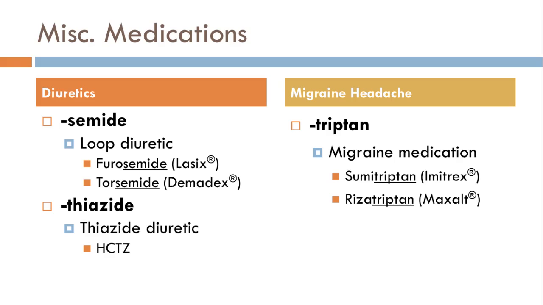HCTZ. Over to the right side, I have migraine headaches. Your triptans is what you'll sometimes hear them called, your triptan medications. They're great for migraines. I have Imitrex, whose generic name is sumatriptan, and Maxalt, whose generic name is rizatriptan. These are great for migraine headaches. They work really well, but I need you to recognize on an exam, if it says which of the following could be used in migraine headaches, you're going to look for the drug that ends in triptan, okay? Sumatriptan, rizatriptan, anything else ending in triptan, you're going to know it's a migraine medication.